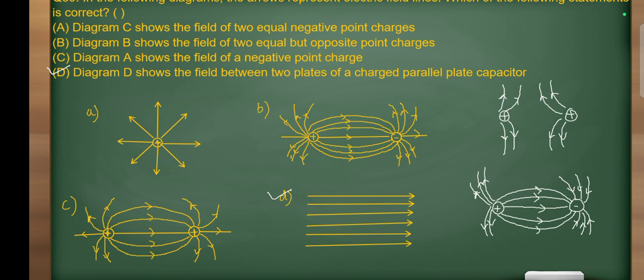In option D, diagram D shows the field between two plates of a charged parallel plate capacitor. So this diagram represents the uniform electric field due to the parallel plate capacitor. So according to this, option D is correct.